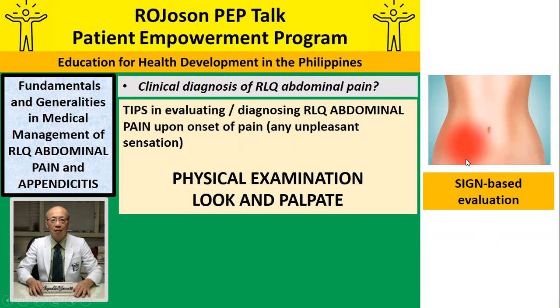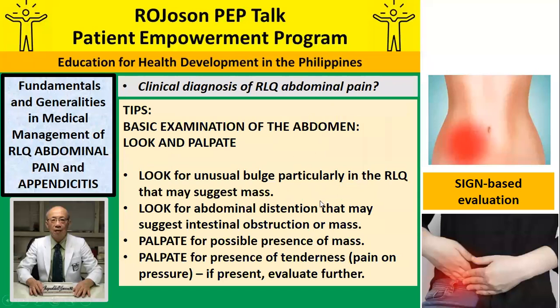So for the sign-based, meaning doing the physical examination, the basic technique will be to look and to palpate. This is not the same as symptom-based. Symptom-based is what a person feels. So basic examination of the abdomen is in terms of looking and palpating.